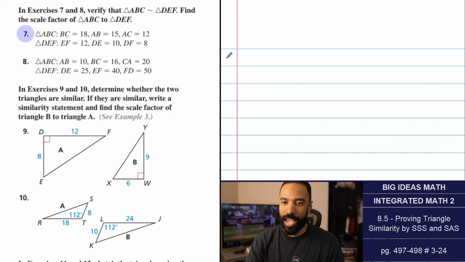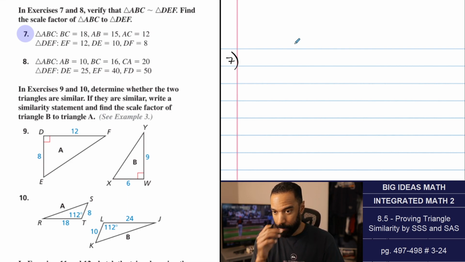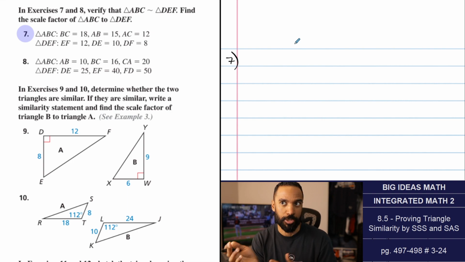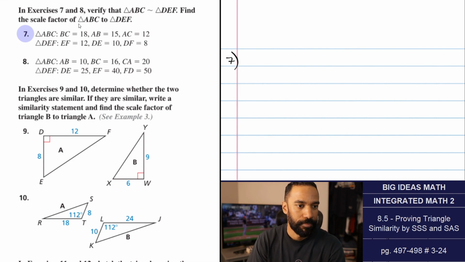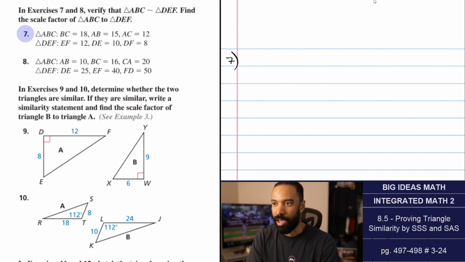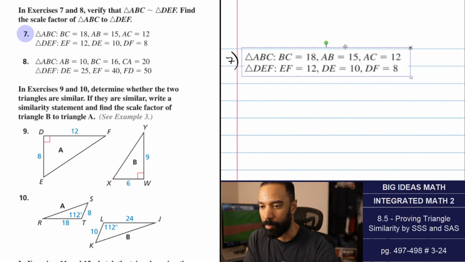All right, in exercises 7 and 8, we want to verify that these two triangles are similar and find the scale factor of ABC to DEF. So we need to be specific about enlargement versus reduction based on what sizes are what. Now, here I'm going to copy and paste this if you don't mind. So here they have, well, actually, here's what I'm going to do.